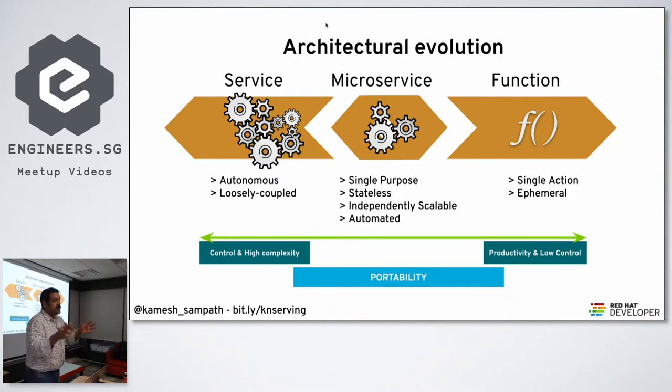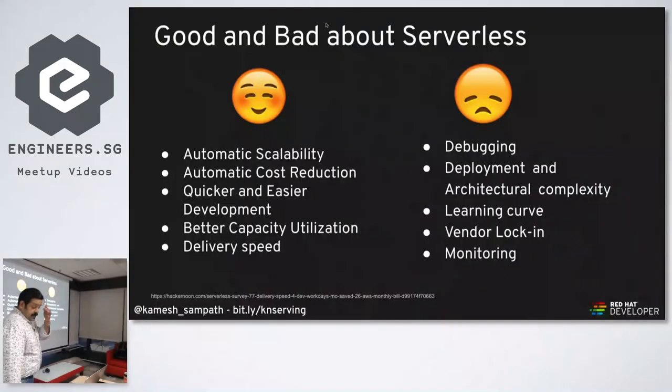So these are the three different architectural styles which we can follow. These are not the only use cases, but I'm just giving you the points, which means that it goes from high control, high complexity to low control and high productivity. And then we have to stay in between if you want to have more productivity across, right?